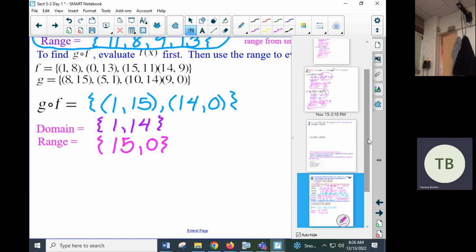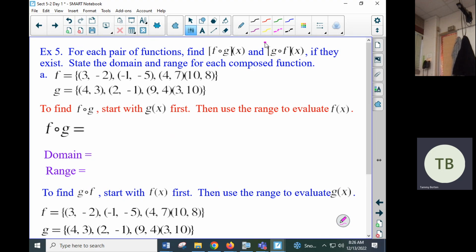Now, if we go to our last page here, I have to show you this because there's a different thing that can happen. So I have to show you this one. So again, if it's F circle G, you start with G. You start with the G. And you'd go 4, 3, and you'd find one up here that has a 3 first. Remember, your 3s cancel, so you'd get 4, -2. Right? 2, -1, there is a -1 up here. These cancel, so it'd be 2, -5.